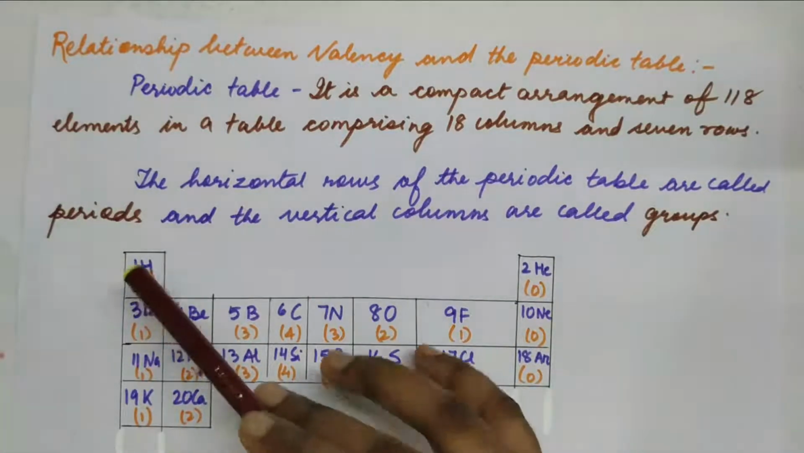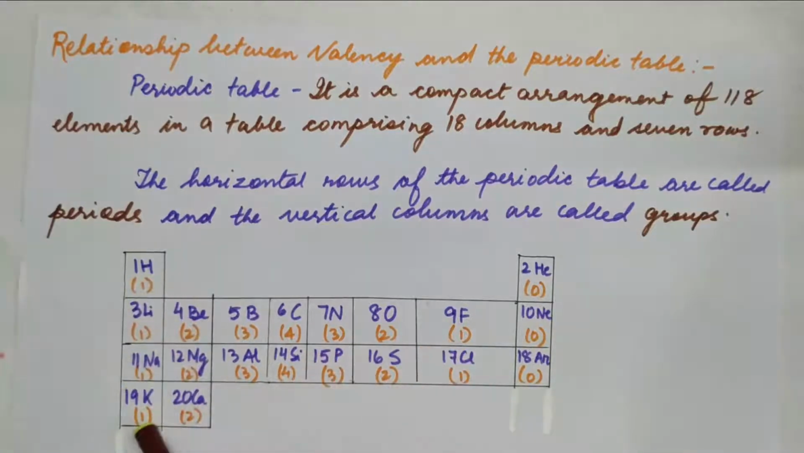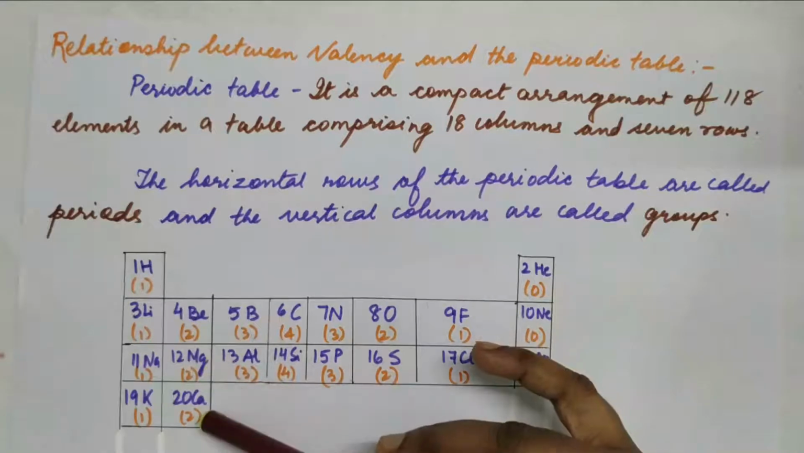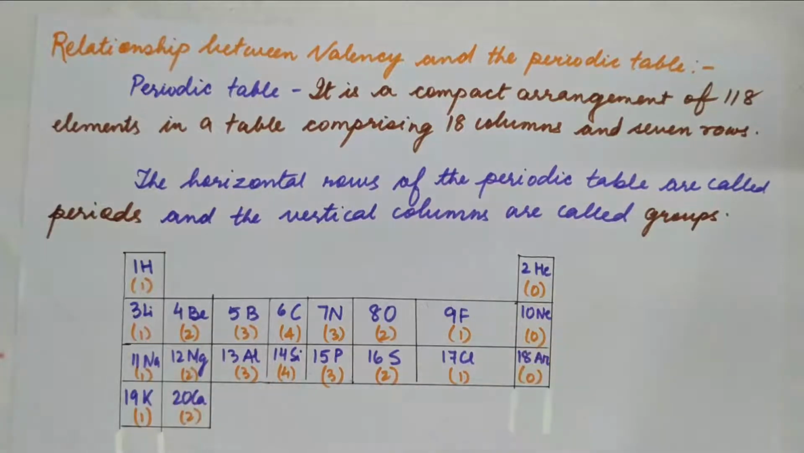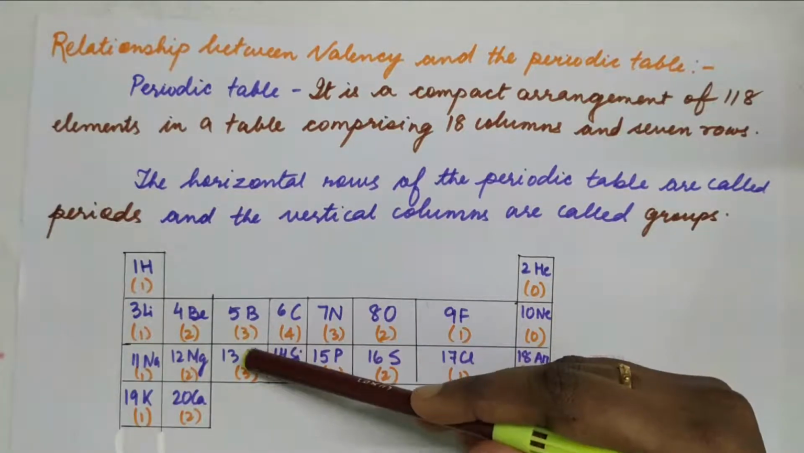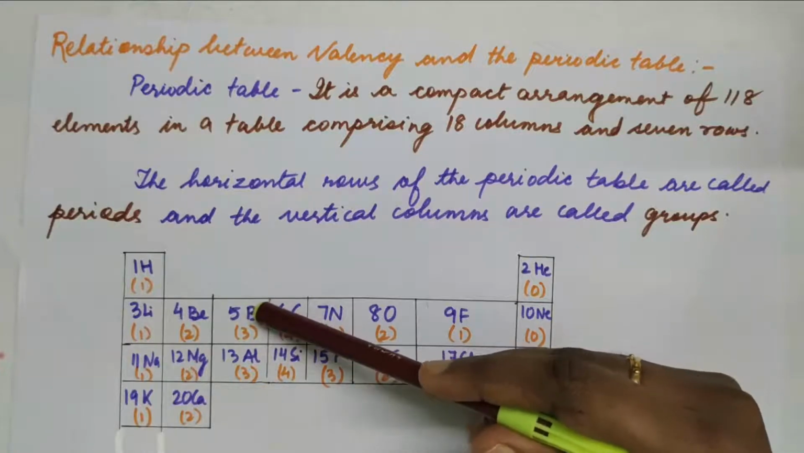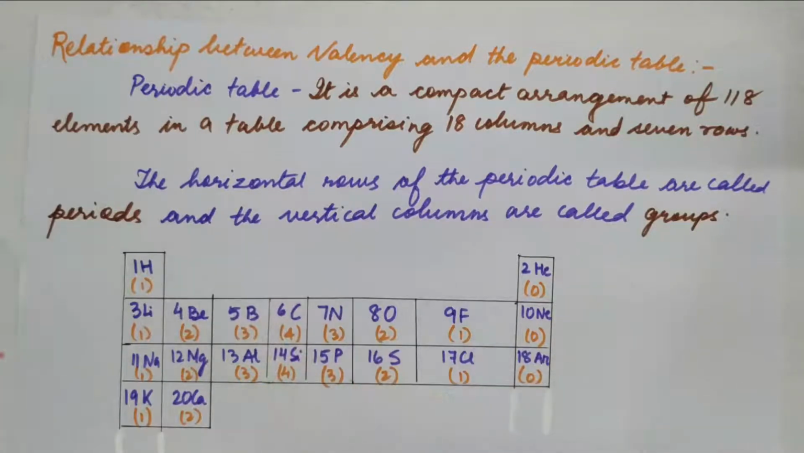So if you say hydrogen, lithium, sodium, potassium, they all have valency 1 and they are grouped in the single group. And similarly barium, magnesium, calcium, they have valency 2. Boron and aluminum, they have valency 3. So they are in the group 3A.